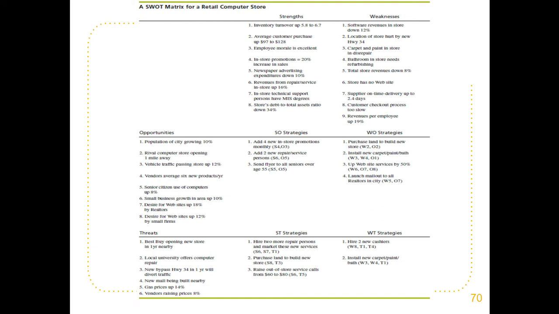Another example. Weakness 2, location of store hurt by new highway 34. They try to mitigate their weakness with an opportunity: a rival computer store opening in 1 mile. So what is their strategy? They will purchase the land to build a new store. So that is a strategy. All right, moving on.